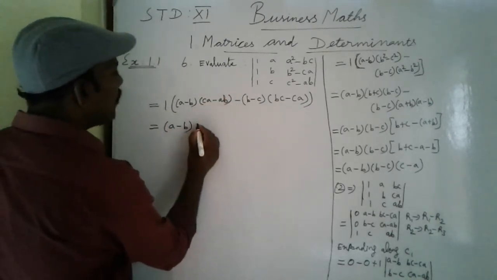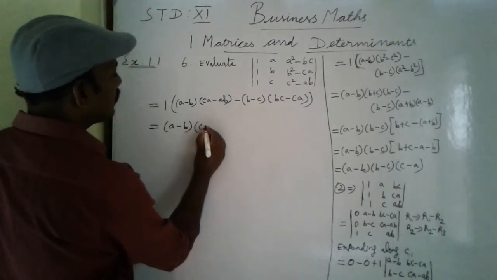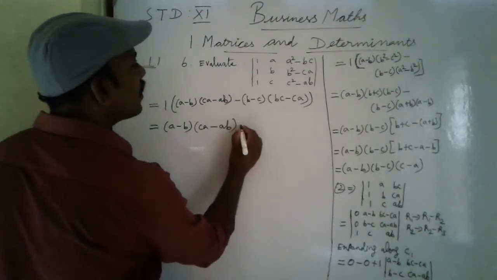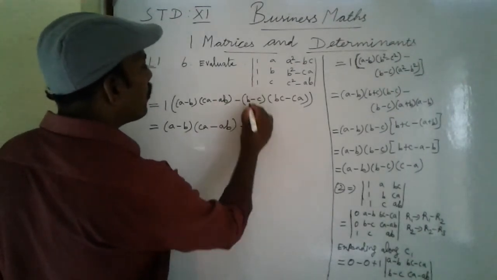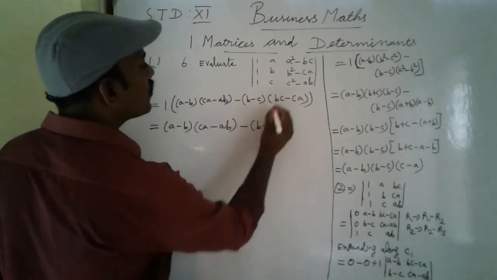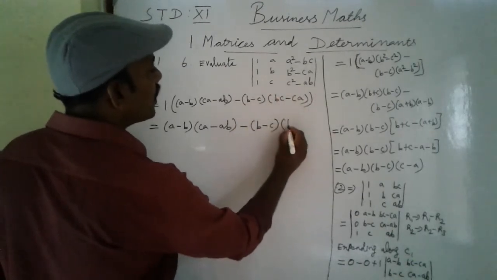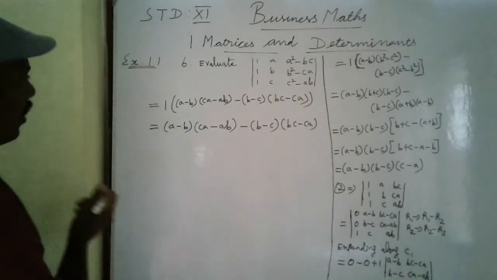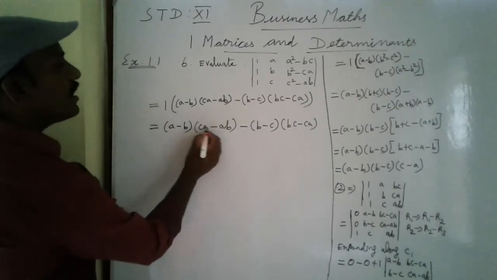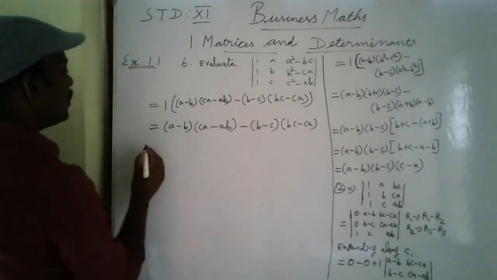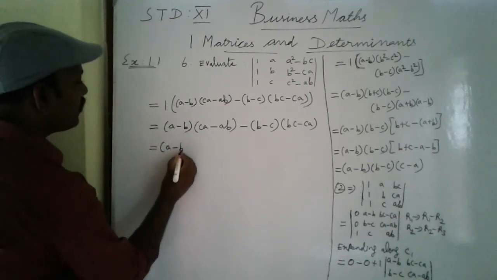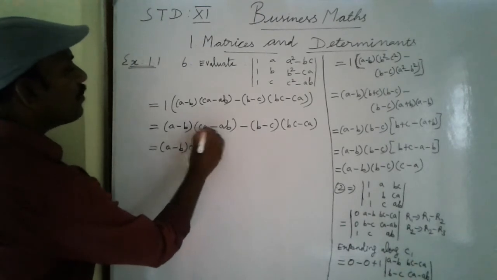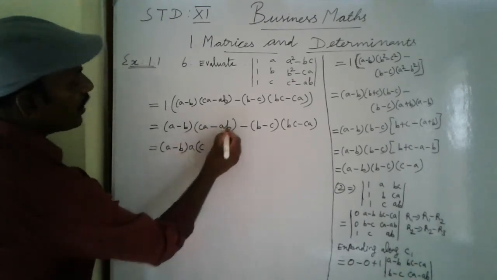Here CA minus AB, minus B minus C into BC minus CA. Now A is common in these two terms. Here C is common, take out A minus B. Common is what? A, take out A into A, C minus B. Remaining is what? C minus B.